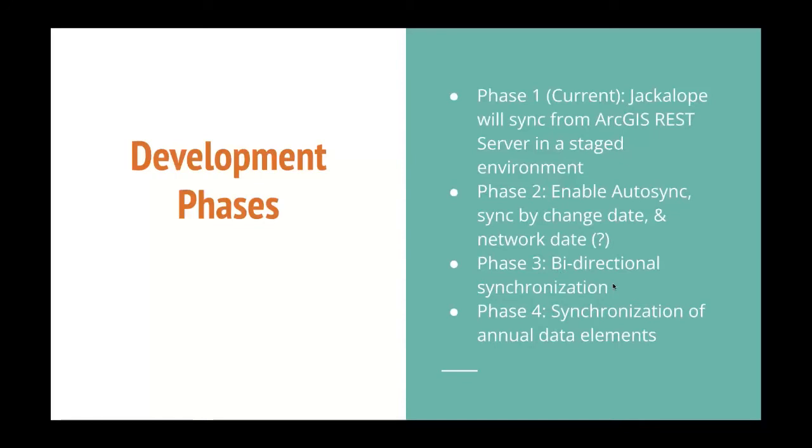We've talked about that, and maybe that would be interesting, but I don't know that we've heard anyone say, yes, we must have this. Although if we do our mobile app like we talked about yesterday, we need the bidirectional synchronization regardless. So phase 4 is the synchronization of annual data elements.